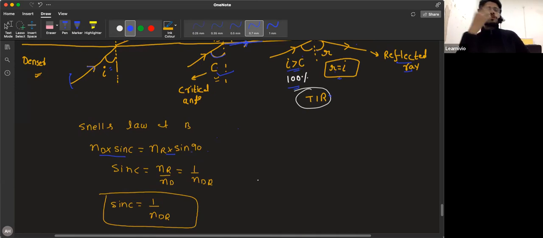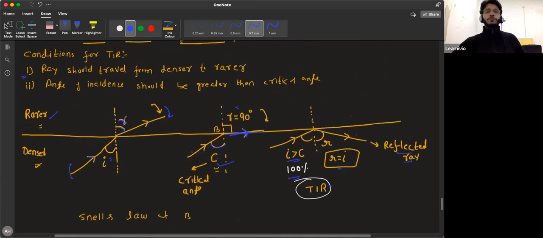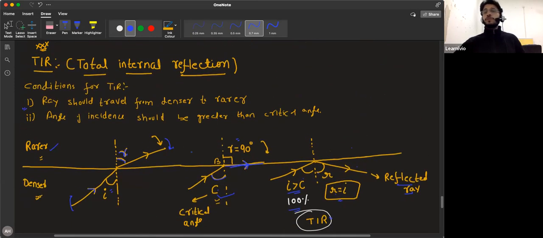Say for some medium, the critical angle is 30 degrees. Then for TIR, your angle of incidence should be greater than 30 degrees. Put it down. I'll do some numericals. TIR is very, very important for a plane surface. So the maximum chances of getting a question from the plane surface is from TIR. And the next chances are from the apparent depth.